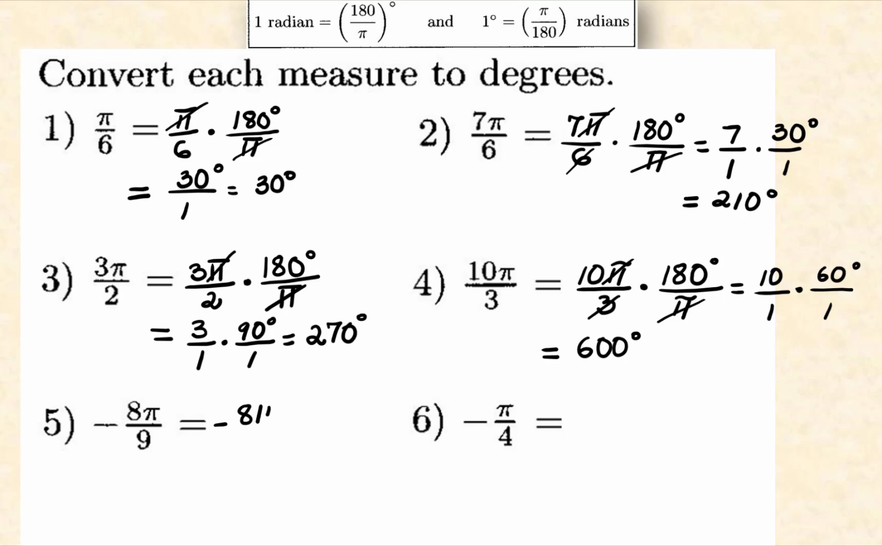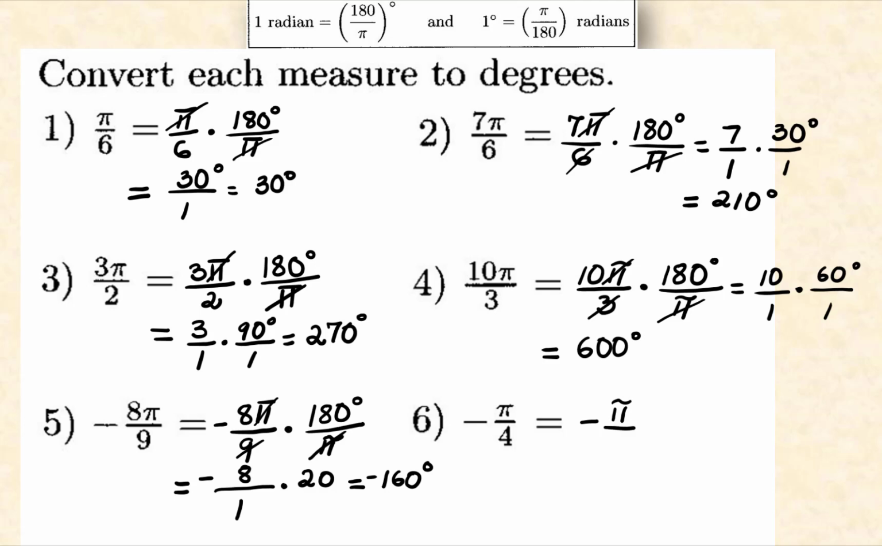Negative 8 pi over 9 multiplied by 180 over pi. 180 divided by 9 will be 20. So it's going to be negative 8 over 1 times 20 over 1. And 8 times 20 will be 160. So the answer is negative 160 degrees.